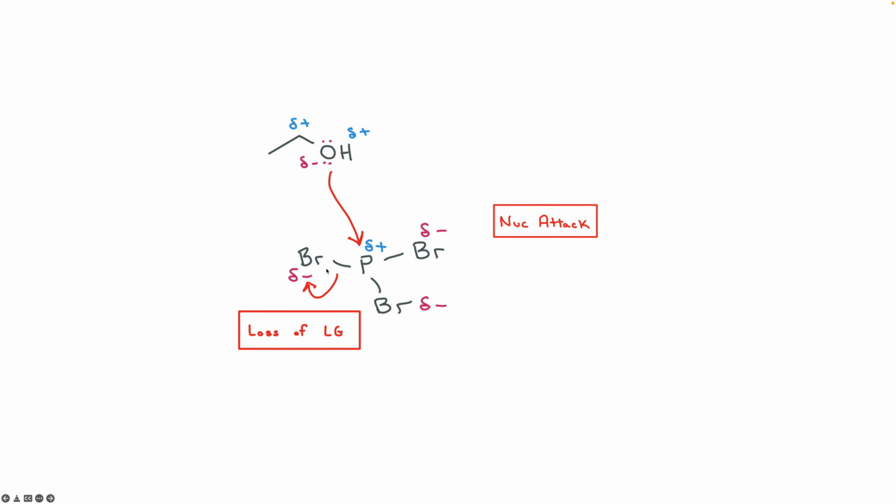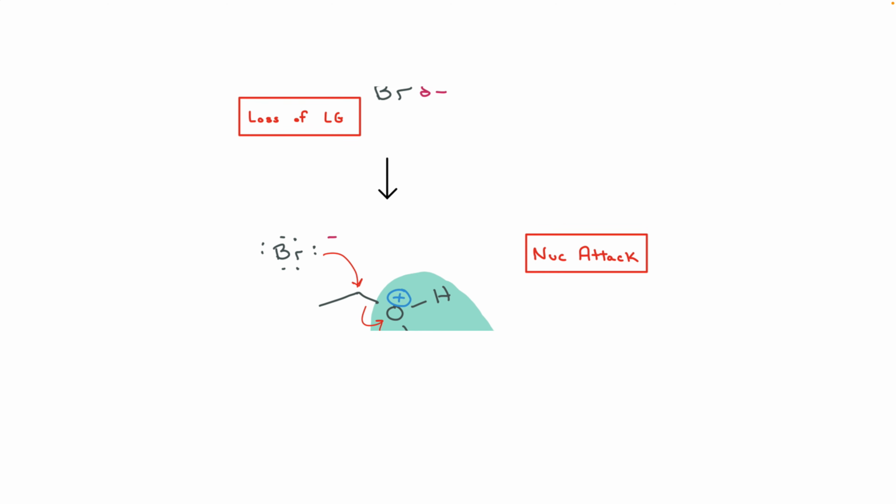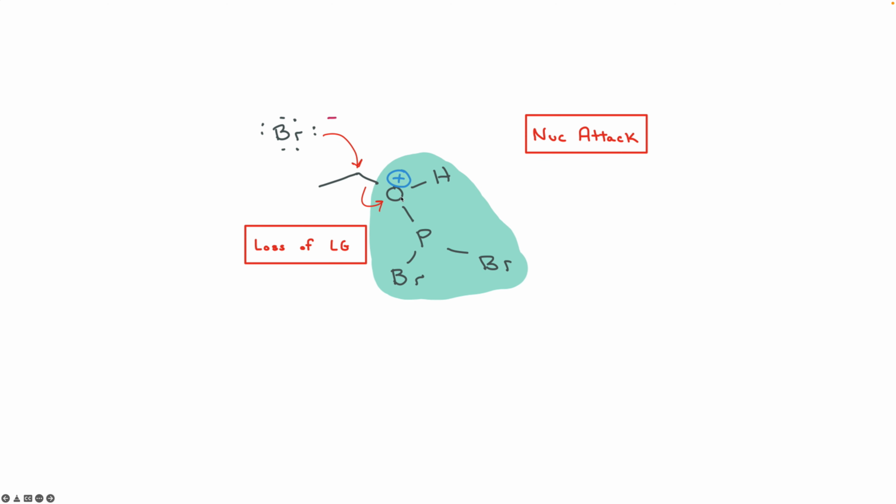At the same time, one of the bromines, which is a very large atom and a good leaving group, leaves. That's loss of a leaving group. If you ever have nucleophilic attack and loss of a leaving group happening at the same time, that's an SN2 reaction. So after this first SN2 reaction, we have the oxygen attached to phosphorus, and then the bromine that left is now a bromide ion in solution.